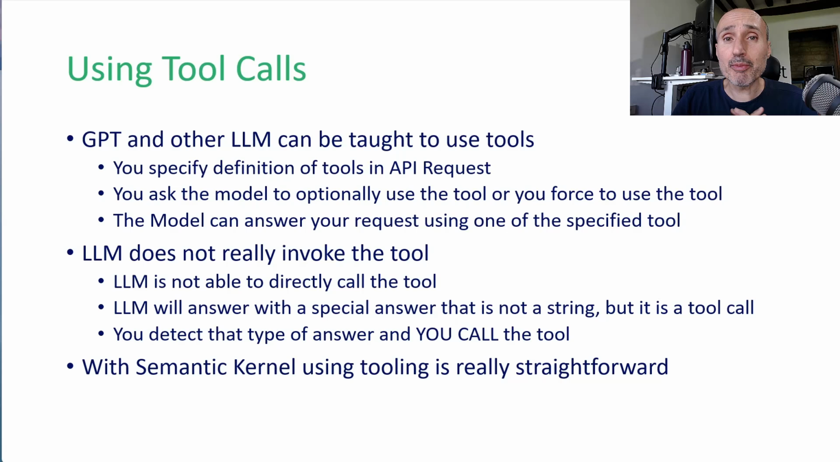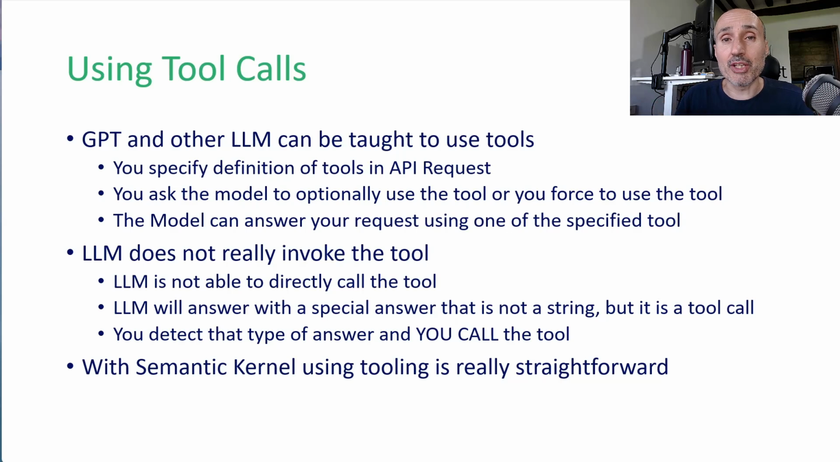And the large language model does not directly invoke the tool. It does not have the possibility, because that would be a jailbreak, it would be dangerous. So the large language model is not able to call the tool, but it can answer with a special answer that instructs you to call the tool. And you detect that if the answer type is a tool call, you then call the tool.